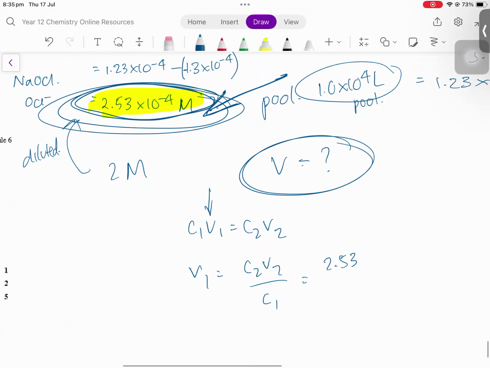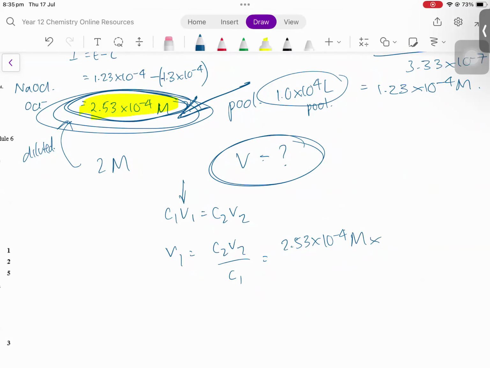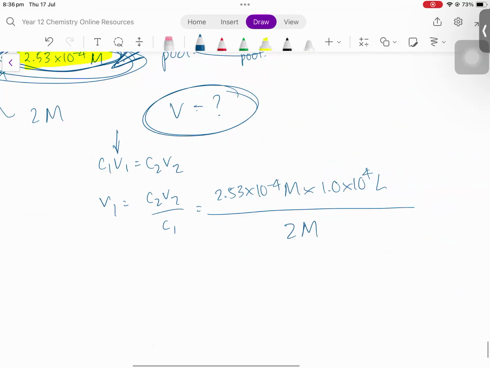So 2.53 by 10 to the minus 4 molar. Again, it needs to be everything in your calculator. The size of the pool, 1.0 by 10 to the 4 liters. I'm going to write that smaller so you know it's to the power 4. And then C1, the original concentration, 2 molar. When you pop this in the calculator, you get about 1.267 liters. You need to add about 1.3 liters.